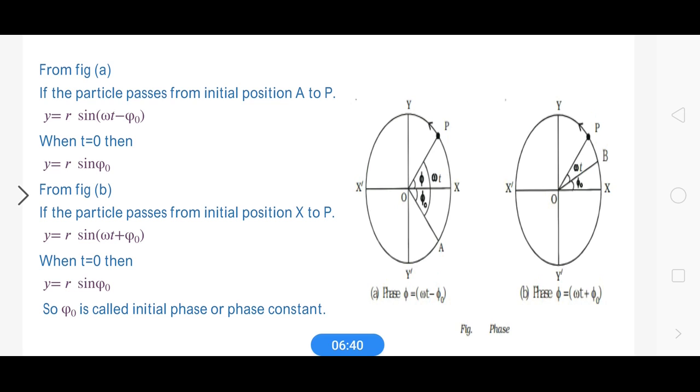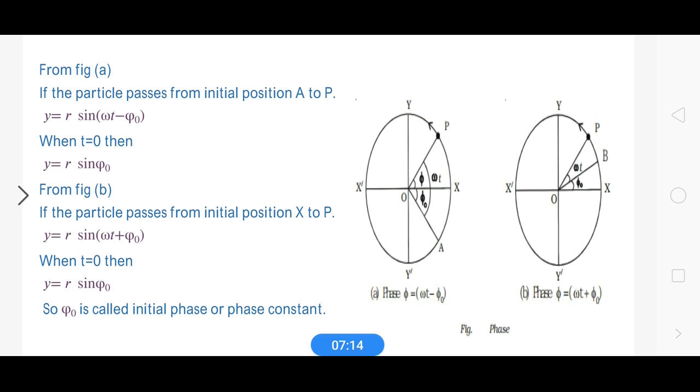Next, from the next figure, the particle is initially at point B and it is shifted to P. The particle passes from B to P position. So y is equal to r sin omega t plus phi.